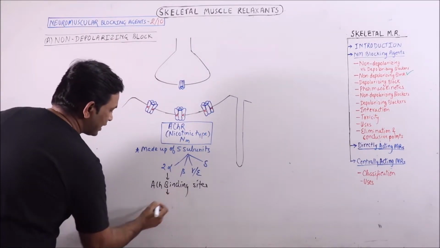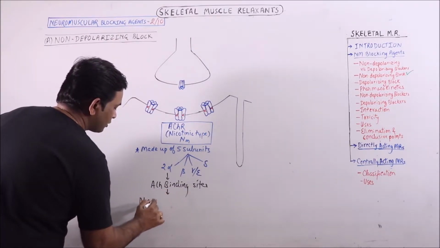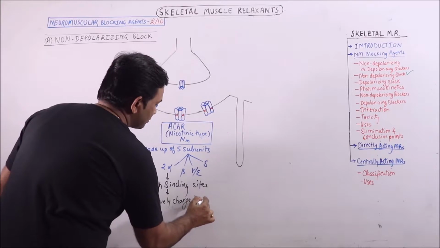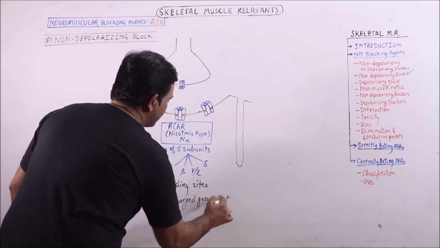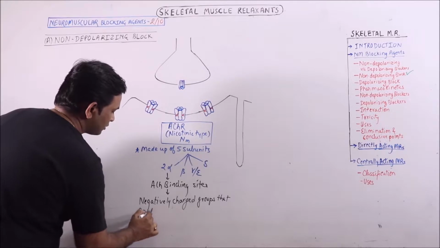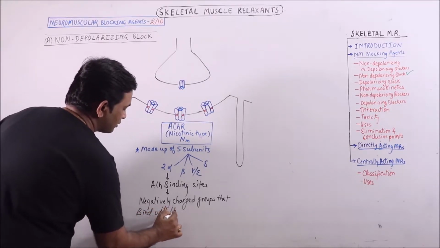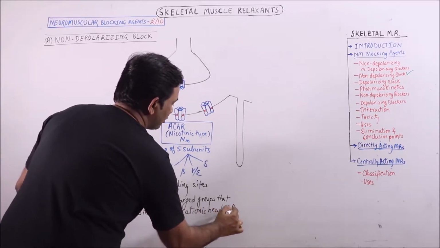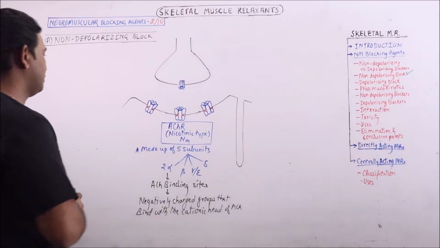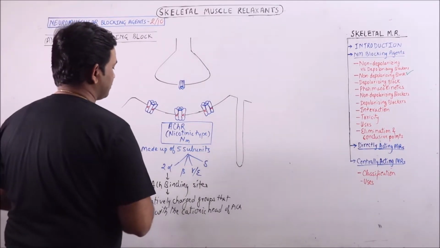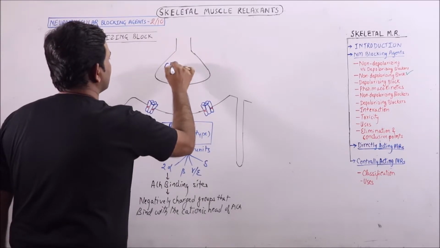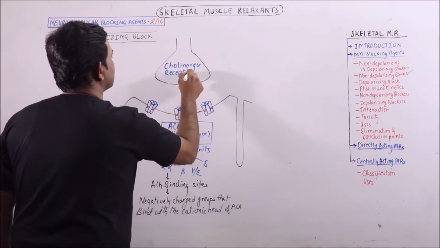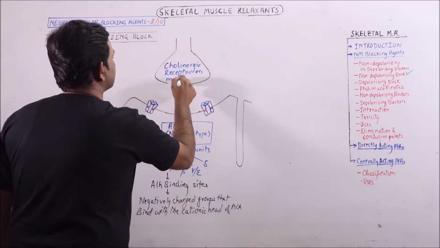and these sites are having negatively charged groups that bind with the cationic head of acetylcholine, and these are cholinergic receptors on motor nerve endings.